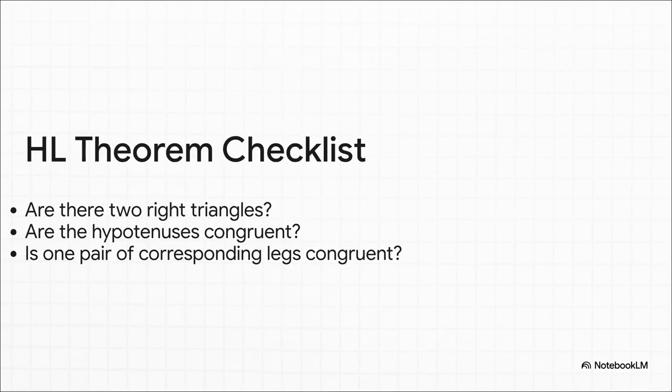So whenever you see right triangles in a problem, you should run through this little mental checklist. First, do I actually have two right triangles? Check. Second, are the hypotenuses congruent? Check. And third, is at least one pair of corresponding legs congruent? If you can check all three of those boxes, you've proven congruence by HL.